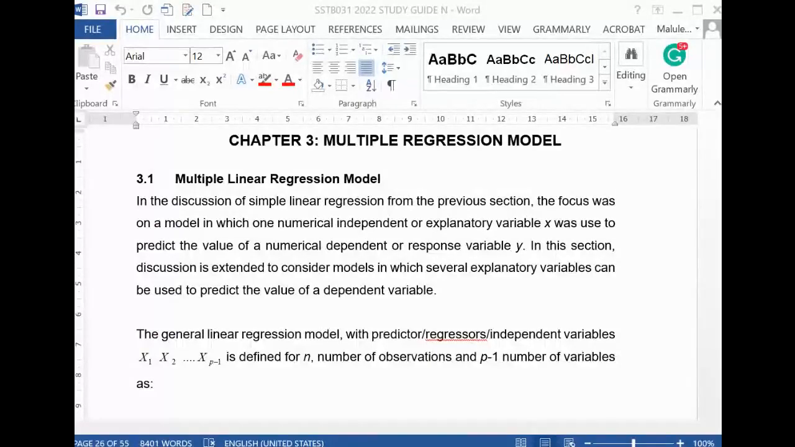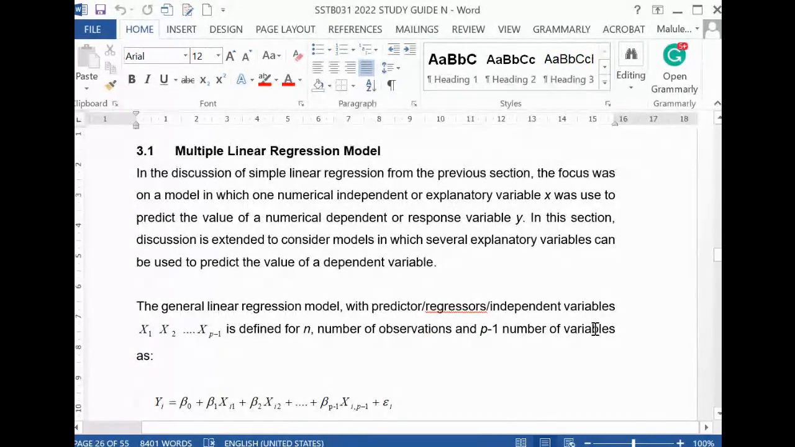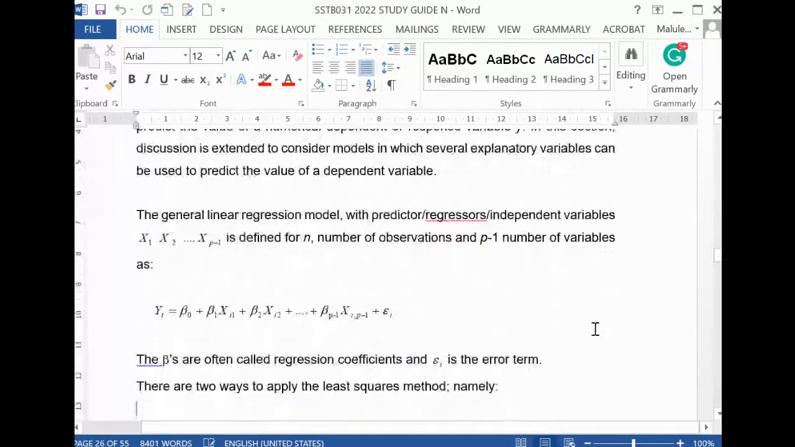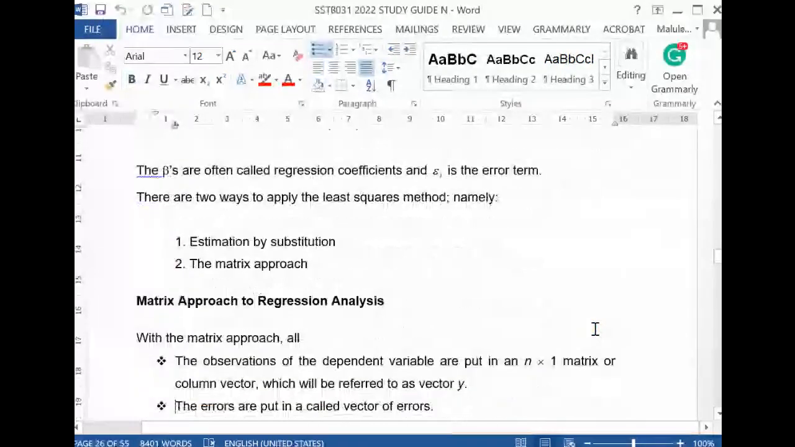Part of the study guide, please let me know. I've explained the difference between multiple linear regression and simple linear regression. Yes, I'm recording. How do you move from simple to multiple? I think I've explained that one.